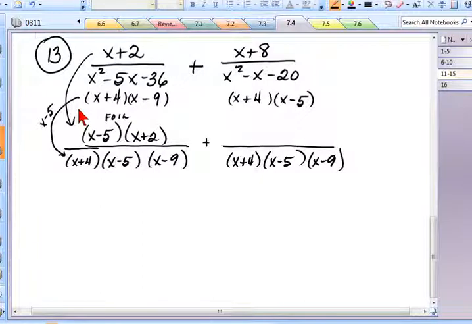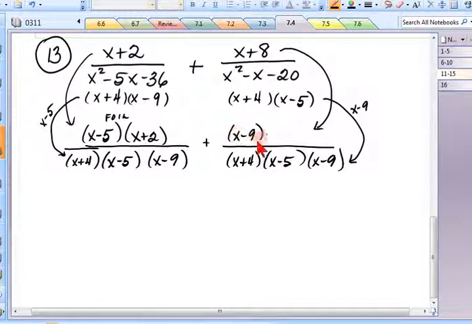Now, let's look at the second one. Compare. What's the new factor? X minus 9. Since the bottom was multiplied by x minus 9, the top needs to get multiplied by x minus 9. So I have x minus 9 times x plus 8. Once again, when I finally get around to multiplying, I'm going to have to use FOIL.